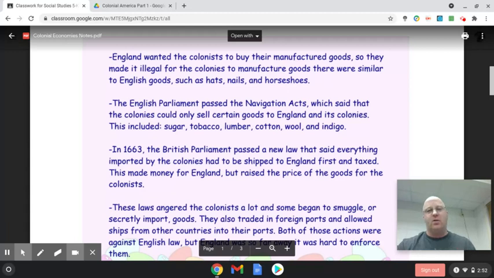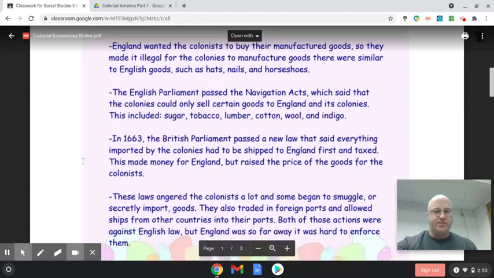They were not allowed to trade with any other countries, which is something that's going to be angering the colonists because it's going to cost them money. So that's all England is trying to do here, is make as much money as they can for their colony.